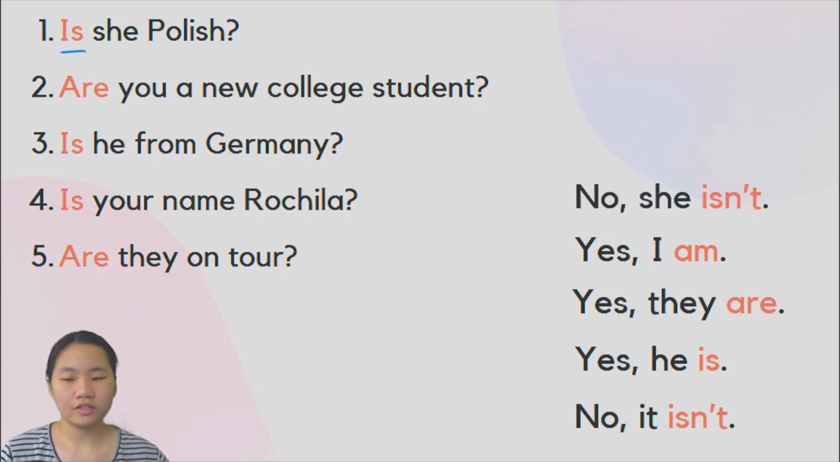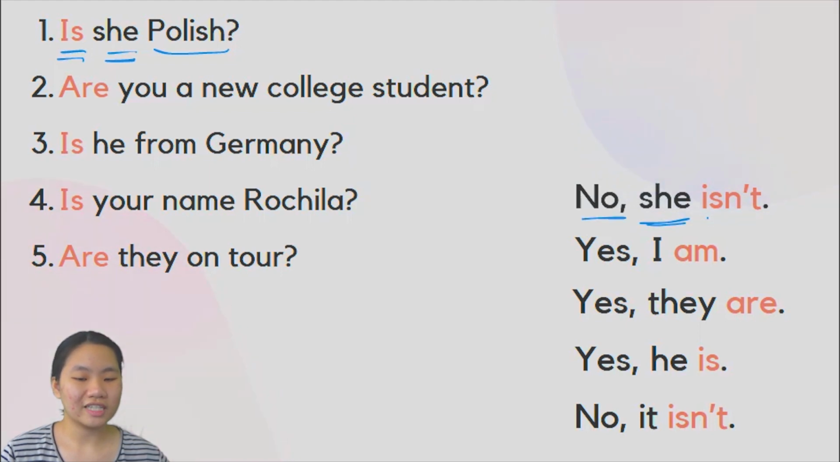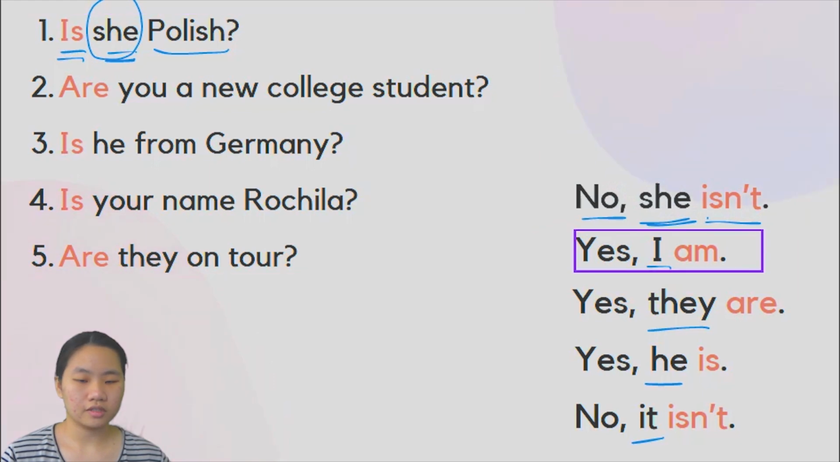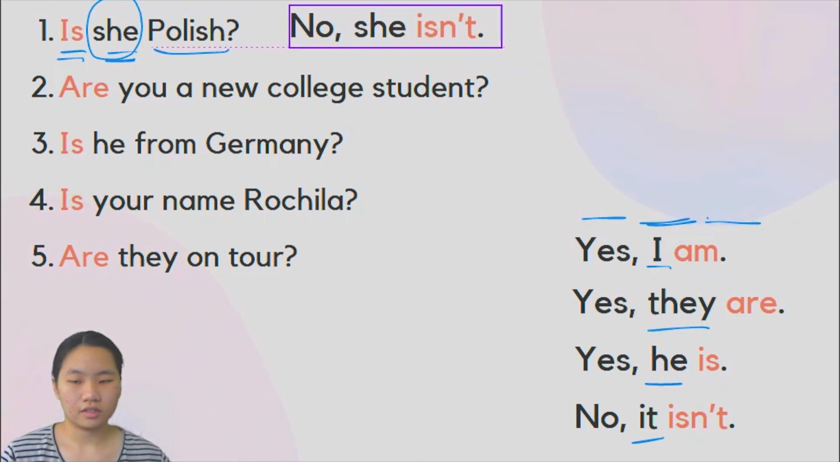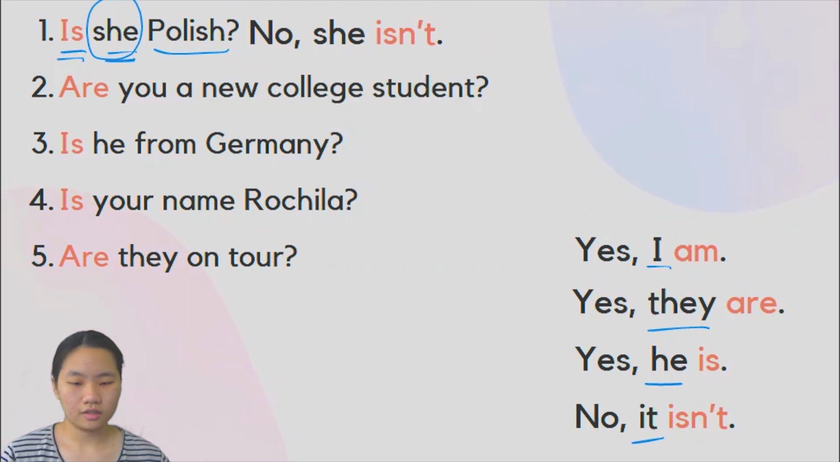First we have, is she Polish, right? Our word here is she, so let's look for it. We have she right here and the negative form of is. No, she isn't, right? If we look at the other answers, we have I, they, he, it, which is not she, right? So the first one is our answer, right there. And then do a quick erase of these.